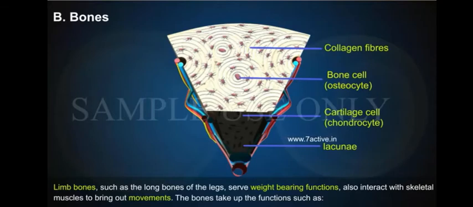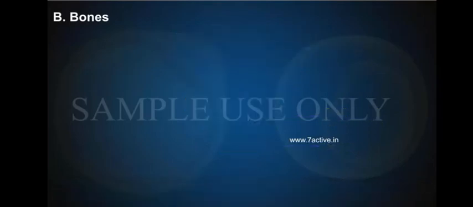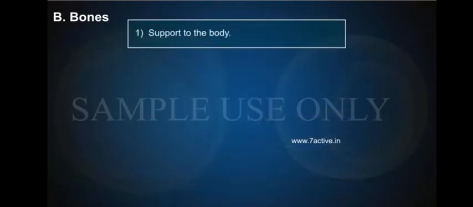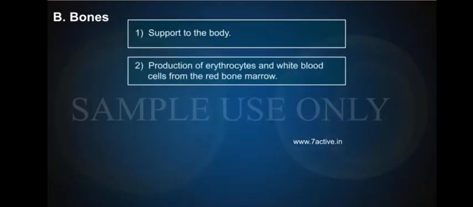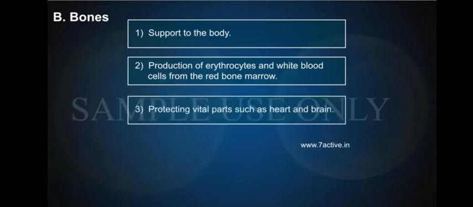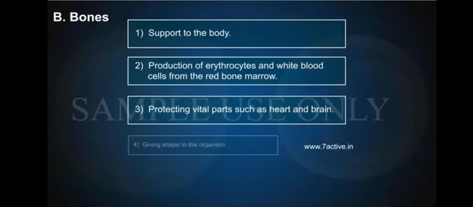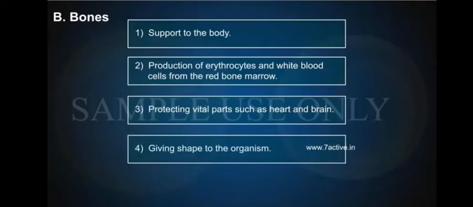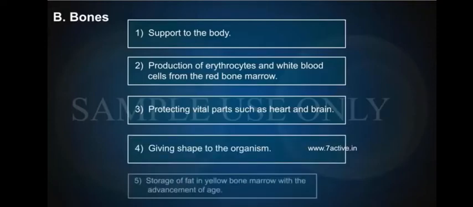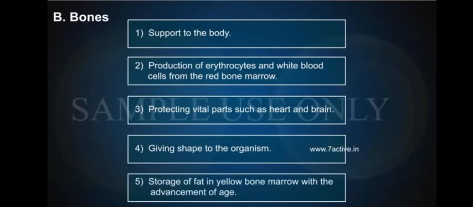The bones take up the functions such as 1. Support to the body. 2. Production of erythrocytes and white blood cells from the red bone marrow. 3. Protecting vital parts such as heart and brain. 4. Giving shape to the organism. 5. Storage of fat in yellow bone marrow with the advancement of age.